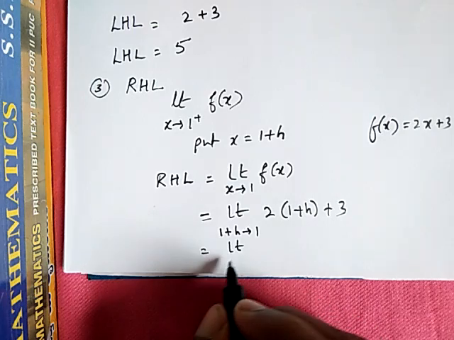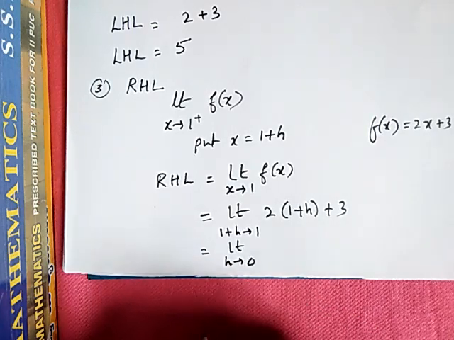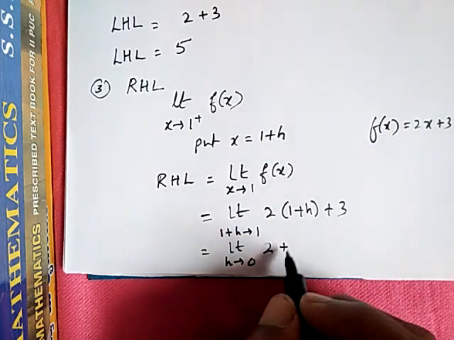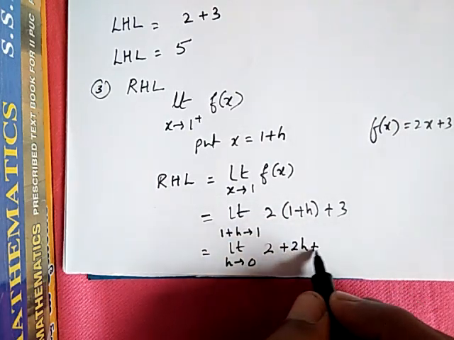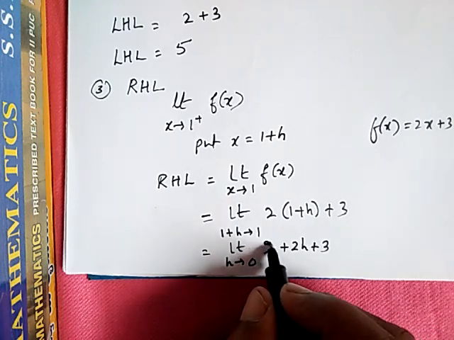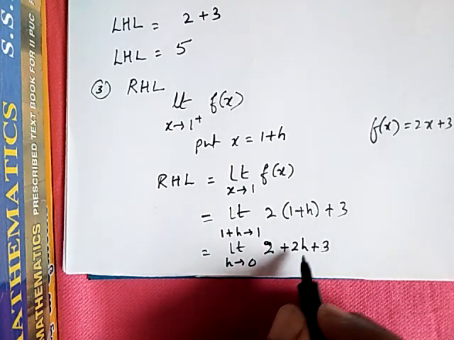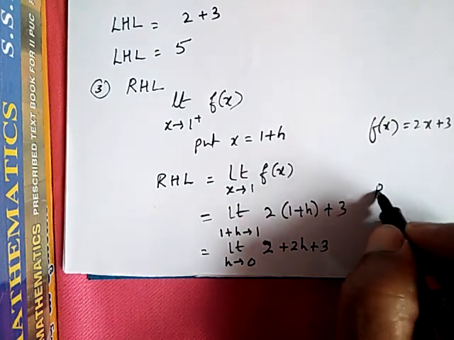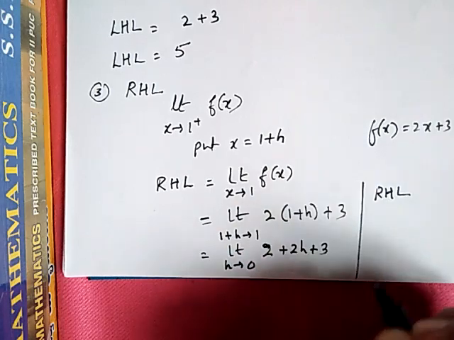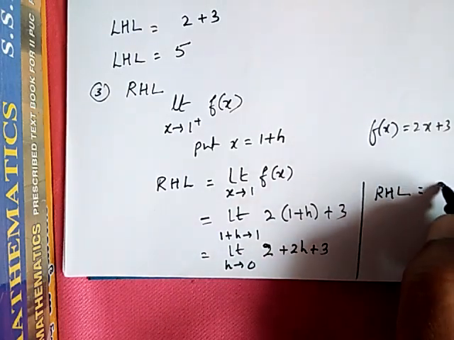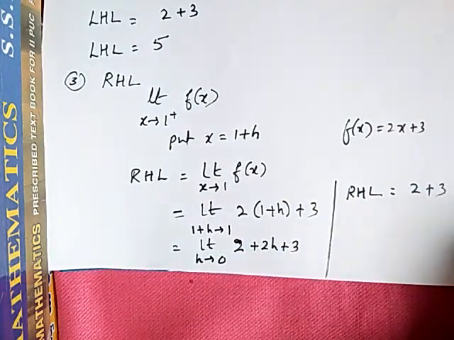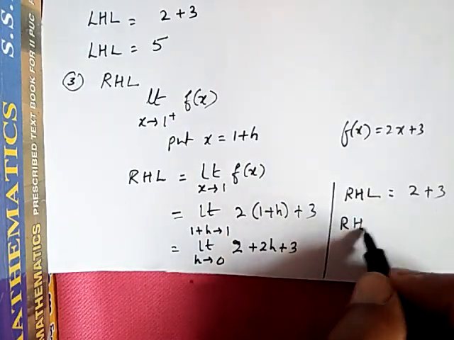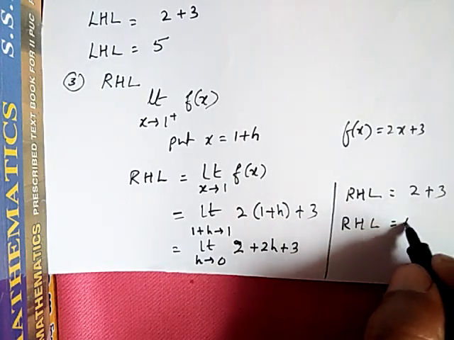Here it will be limit h tends to 0. Limit h tends to 0 means here 2 into 1, 2 plus 2 into h, 2h plus 3. So approximate value, that is h tends to 0, means if you put 0, 2 into 0 is 0, so only 2 plus 3 will remain here. RHL is equal to 2 plus 3, so RHL is equal to 5.